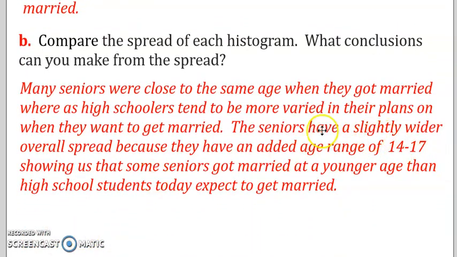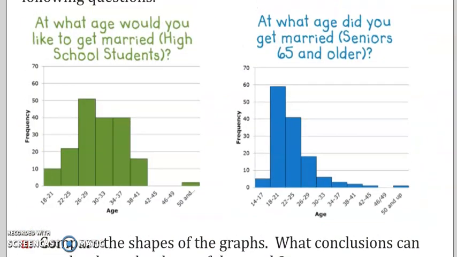The overall spread, however, for the older folks was bigger because they have an additional age range of 14 to 17. And that indicates that maybe some of them got married much, much younger. So this little age range right here does not even exist on this graph over here. So there are, let's see, I'd call that maybe 5 responses in there. So that would mean essentially people your age getting married at the age of 14 to 17.